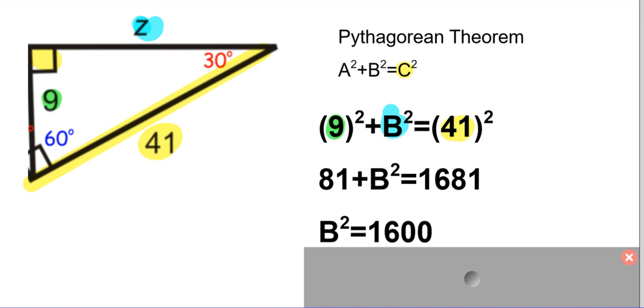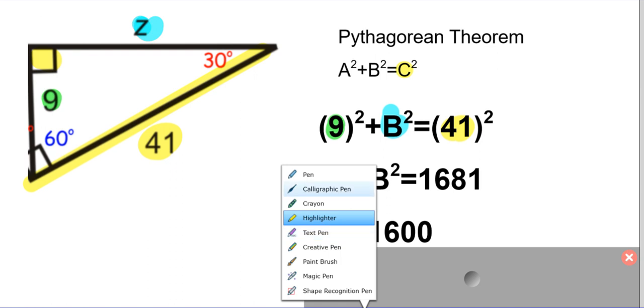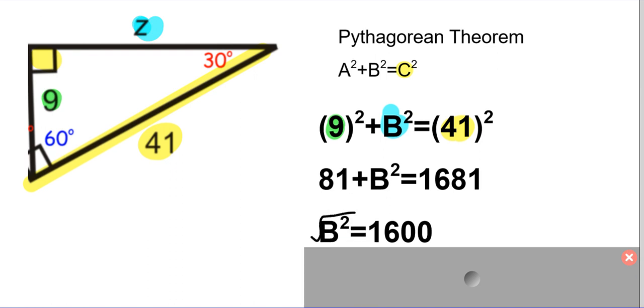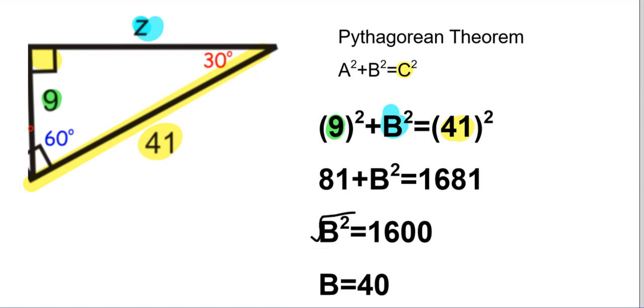And so the square root of 1600 is just 40, which means this side has to be 40, which fits because the hypotenuse is the largest side length. That's going to work out. So this side length is just 40.